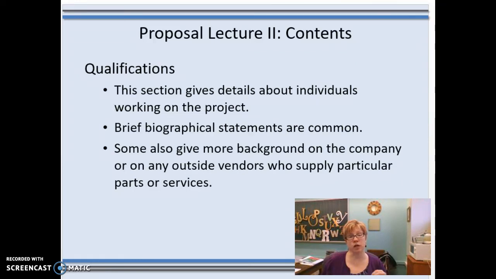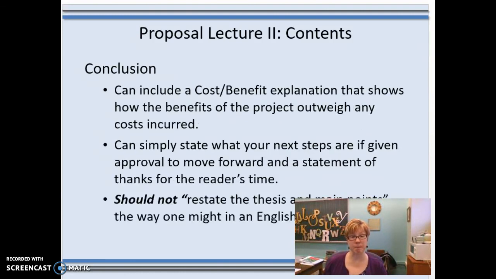Okay, qualifications are basically a section that just says what you bring to the table. How are you qualified to do this project? You could do a brief biographical statement and supply this just fine. You can also give a few more details about the company or that you work for them, that kind of thing, if you think that that's relevant.